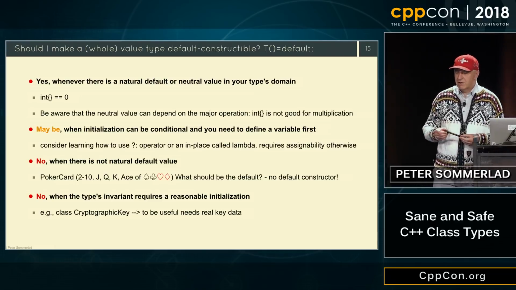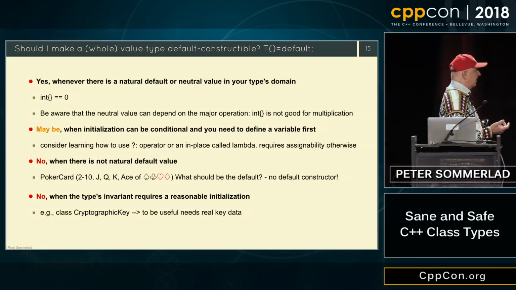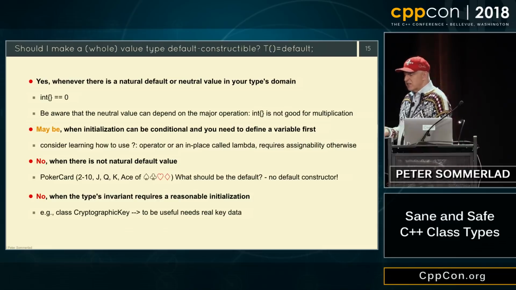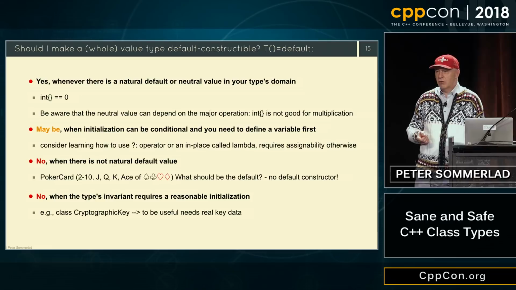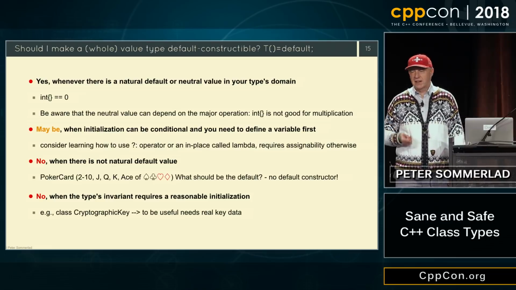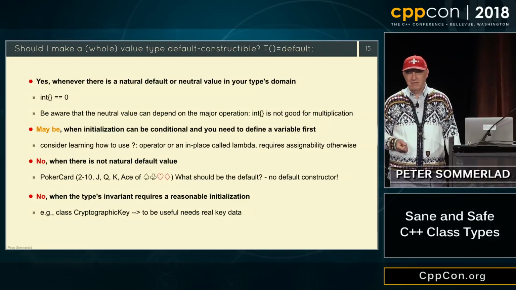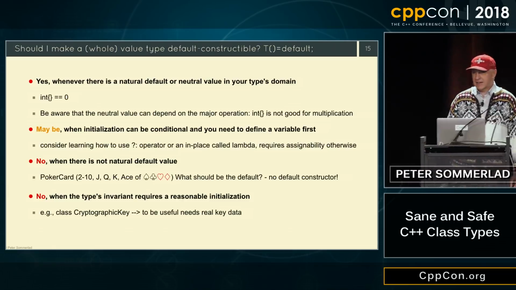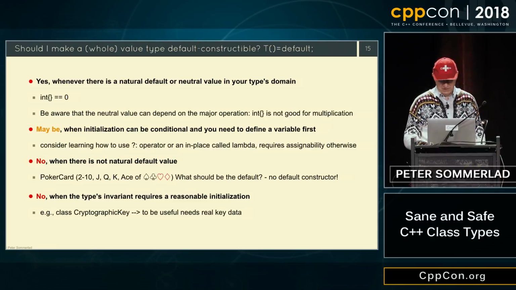And you shouldn't have a default constructor when you have an invariant in your class that requires reasonable initialization. Someone would ask, what kind of types are there? Consider a cryptographic key. You don't want to have a default constructed cryptographic key because that's the first one everybody uses and everybody uses the same key. And that's the curse of many of the problems with security holes, using bad keys. And a cryptographic key, you don't want to have a default.